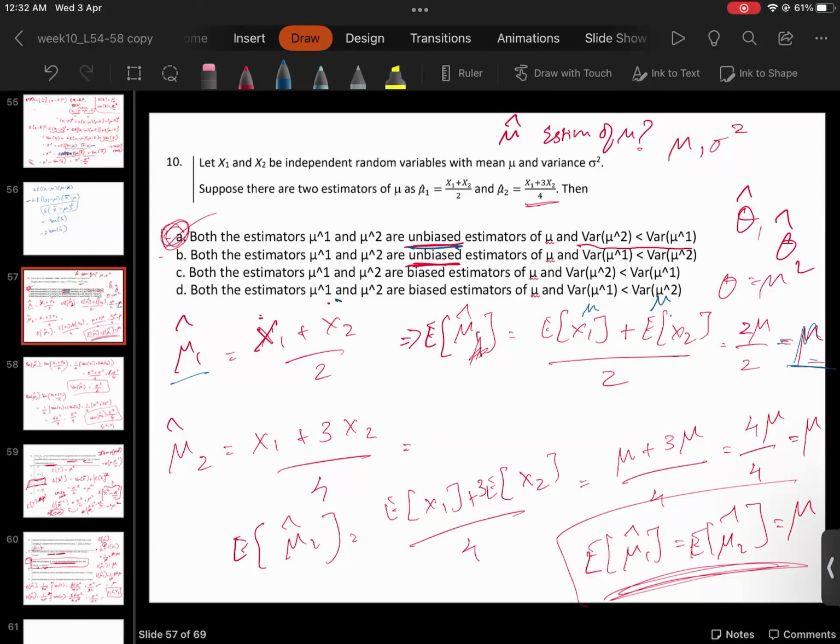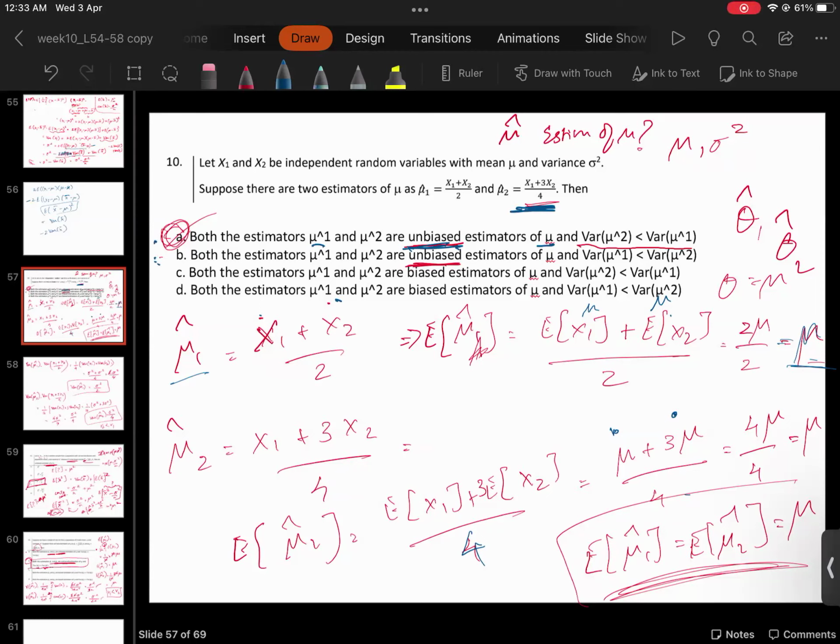If you do the same thing with mu2, x1 plus 3x2 divided by 4, you'll have expectation of x1 is equal to mu, and 3 into expectation of x2 is equal to 3 mu. If you add it up, 3 mu plus mu is equal to 4 mu by 4, because the denominator we already have is 4. So this gives us mu. Both of these give mu, so both mu1 hat and mu2 hat are unbiased estimators of mu. So now the answer could be option A or B.